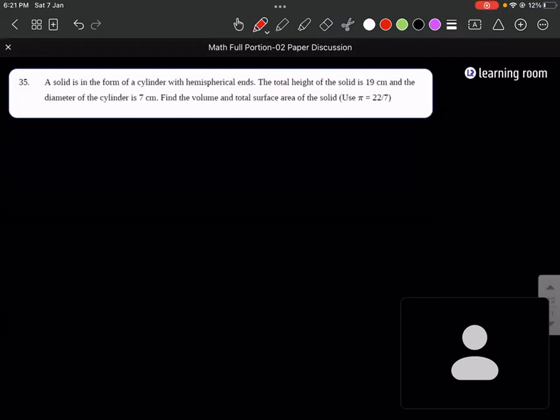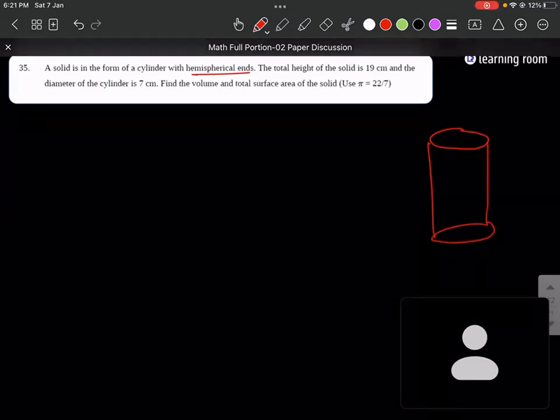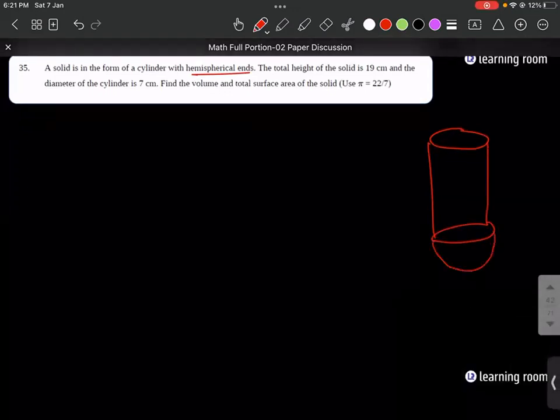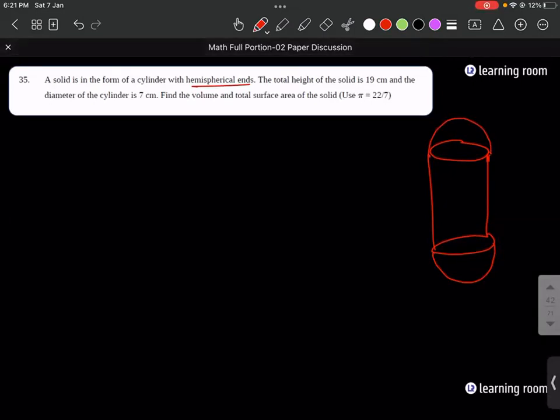So the solid is in the form of a cylinder with hemispherical ends. So there is a cylinder with hemispherical ends. The total height of the solid is found to be 19 centimeter. And the diameter of the cylinder is found to be 7. So diameter is 7 centimeter. Find the volume and the total surface area of the solid.